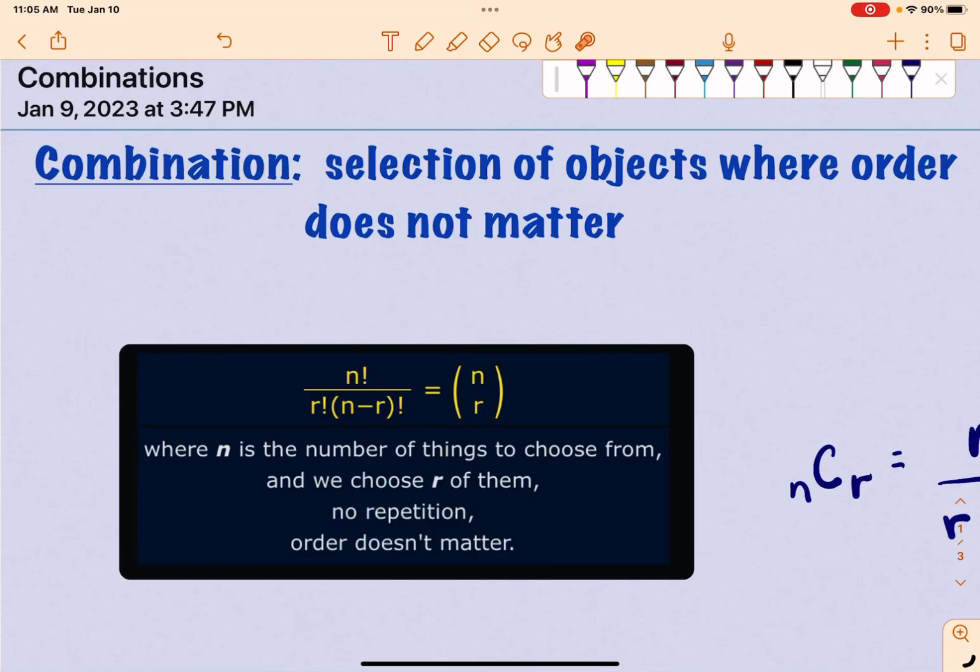Hi guys, today we're going to talk about combinations. So when I talk about a combination, it's a selection of items where the order doesn't matter. So you want to see how many of the total objects you can get in certain groups that they give you.